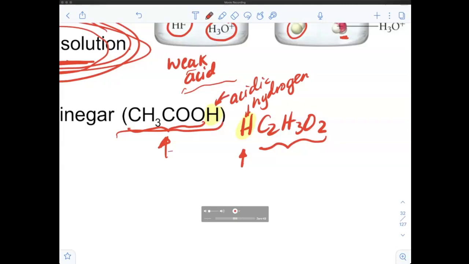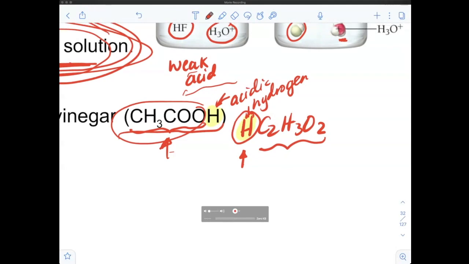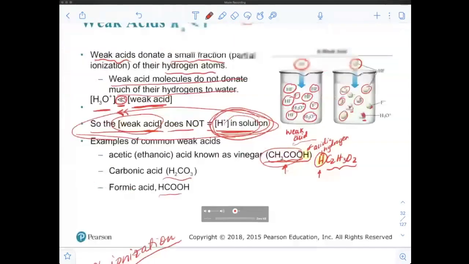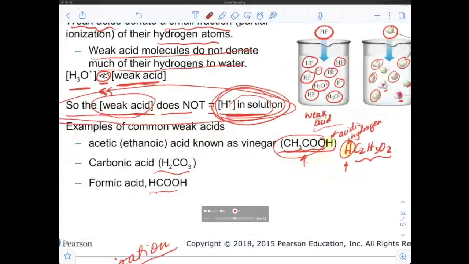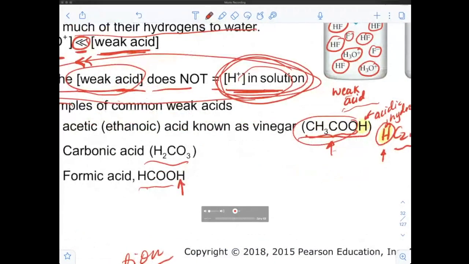Organic chemists emphasizing the carbon part of the molecule. Inorganic chemists or general chemists emphasizing the hydrogen part of the molecule. Carbon part emphasized, hydrogen part emphasized. But they're both acids, both the same formula. Okay, just written differently. Same thing with this one here. This is the acidic part, not that.